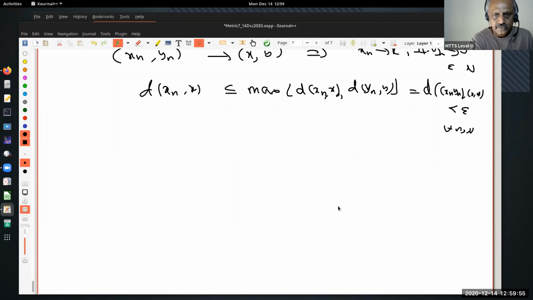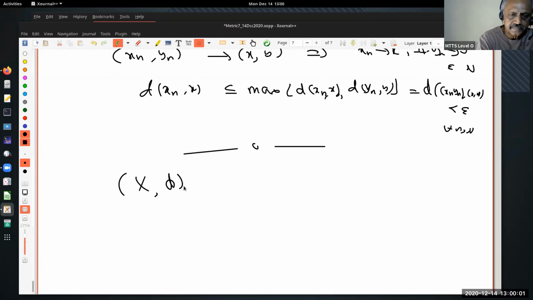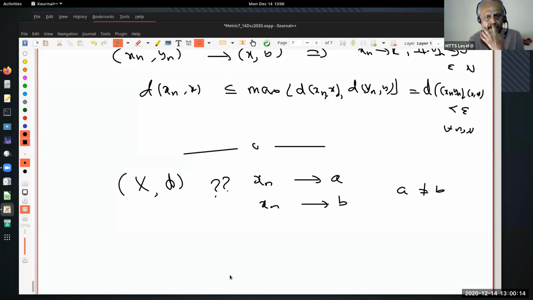Okay, so there is a last thing which is usually what everybody does. Suppose I have a metric space (X, d). Suppose it can happen that x_n converges to a and x_n also converges to b with a and b distinct? Can it happen? You must have seen it in real analysis. If x_n converges to x and x_n converges to y, then x equals y. You call it the uniqueness of the limit, right?